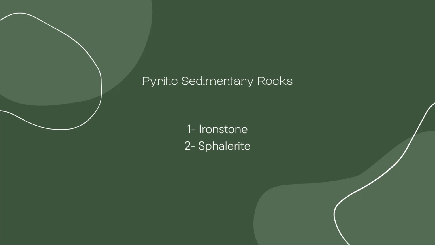Sphalerite. Sphalerite is a mineral that is composed of zinc sulfide, ZnS, and is often found in pyritic sedimentary rocks. Sphalerite can be an important source of zinc. Pyritic sedimentary rocks can provide important information about the ancient environment and climate, as well as the types of organisms that lived in the area at the time the rock was formed. They are also important sources of minerals and metals, such as iron and zinc.